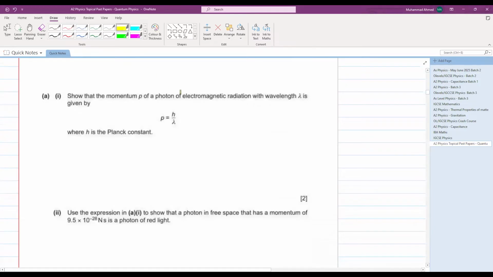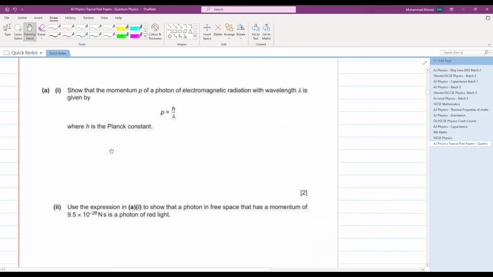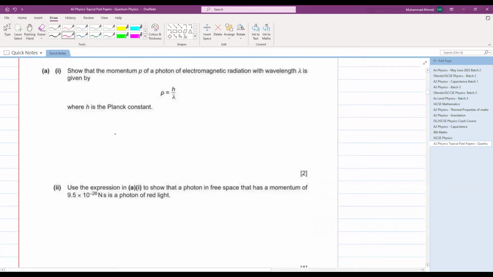Show that the momentum of a photon of electromagnetic radiation with a wavelength lambda is given by this. Okay, we have to show that momentum of a photon is given by this equation. How will we do this? Any ideas? We know that energy of a photon is equal to hc over lambda. We also know that energy is equal to pc.